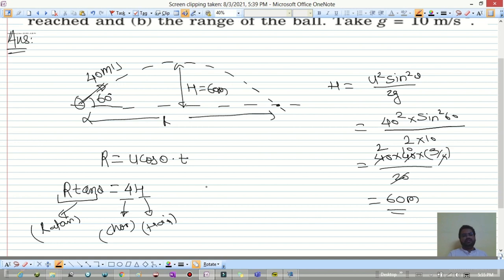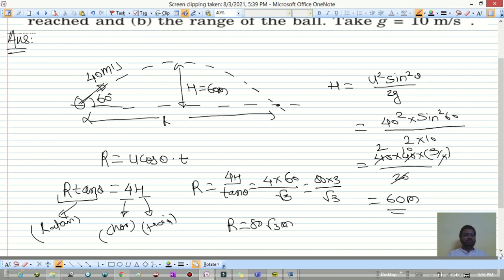So r tan theta, so r we want, r is equal to 4h divided by tan theta. So which is equal to 4 into, what is h over here? 60 divided by, what is tan theta? Tan 60 degree is root 3. So we can write this as 80 into 3 divided by root 3. So what is r then?